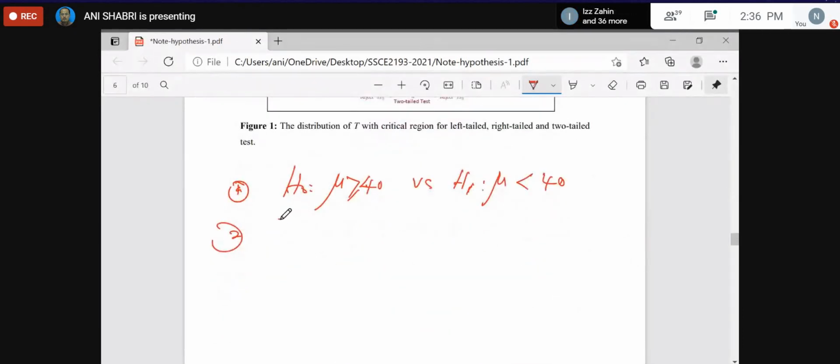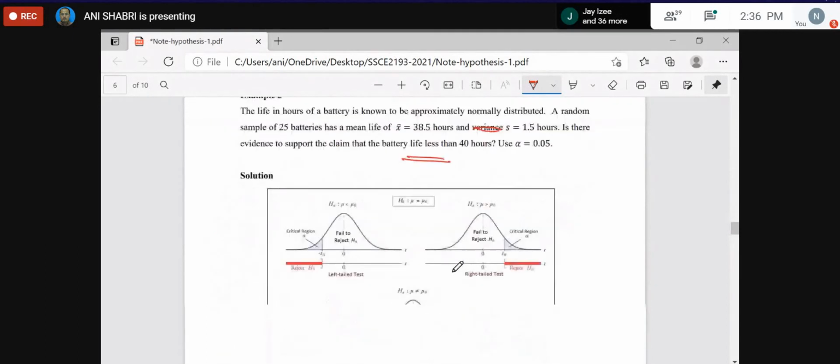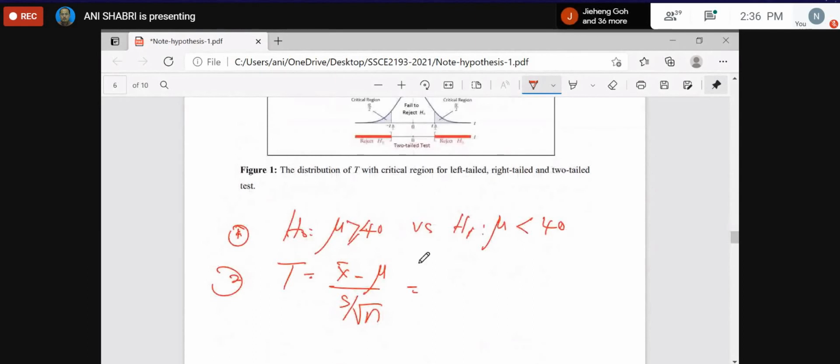T equals S bar minus mu divided by S divided by square root of n. S bar is given, 38.5, and mu is 40, divided by S is 1.5 and n is 25. Try to calculate. What is the value here?